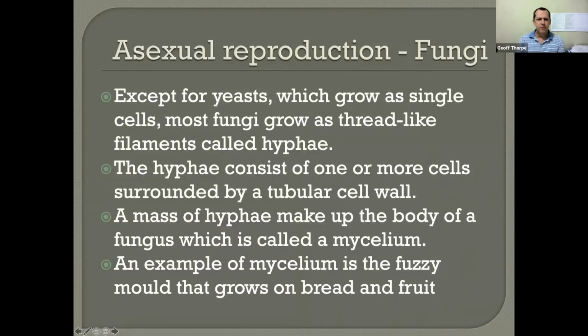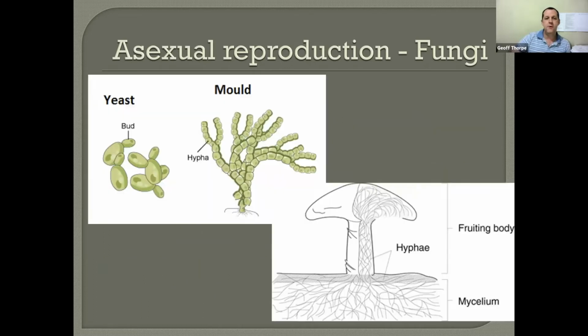So just looking a bit more at fungi. Except for yeasts, which we just looked at, which grow as single cells, most fungi grow as thread-like filaments called hyphae. The hyphae consist of one or more cells surrounded by a tubular cell wall. A mass of hyphae coming together makes up the body of the fungus, which is called a mycelium. An example of a mycelium is the fuzzy mold that grows on bread and fruit.